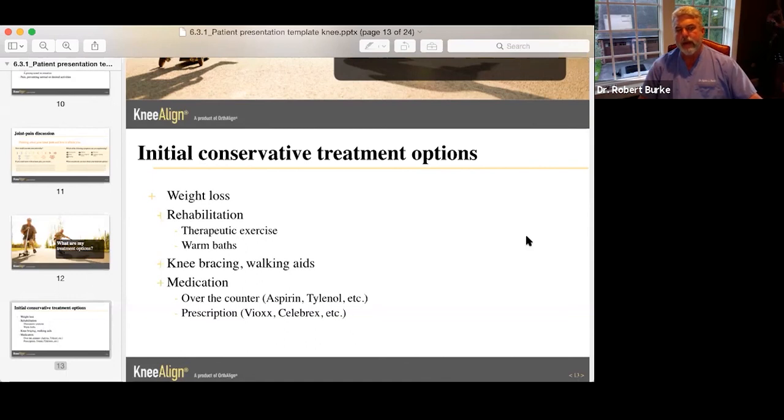There's no question that rehabilitation, working on strengthening the muscles around the lower extremity, can be quite helpful. Heat can be effective in helping to loosen up the joint and also reducing stiffness. Knee bracing can be effective in milder cases. And then we have the various forms of medication, whether it be over the counter, such as aspirin or Tylenol, and then the prescription medications, which are many. The main course would be the anti-inflammatories, which there are multiple ones.